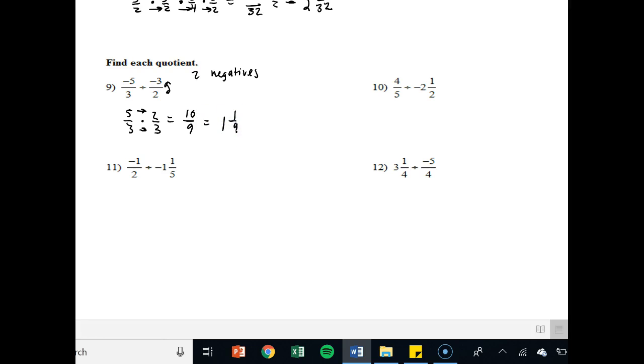So that's it. You got the rest on your own. Once this is done, after you finish every problem on here, you may go ahead and go on to the homework.